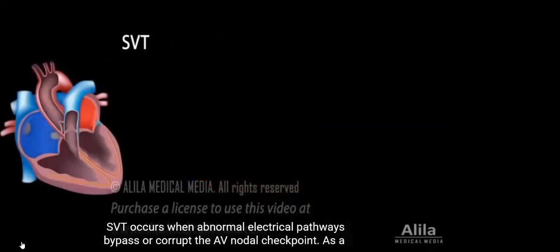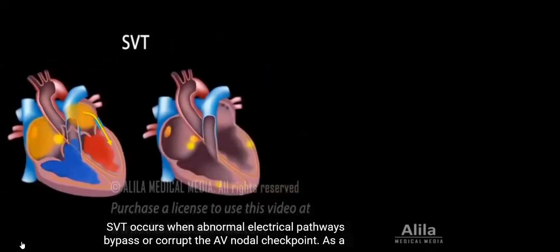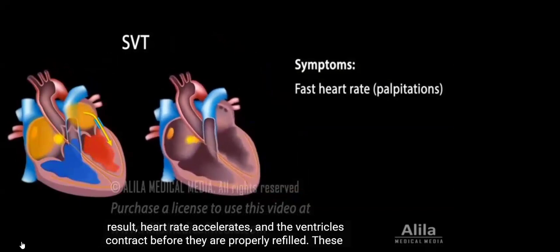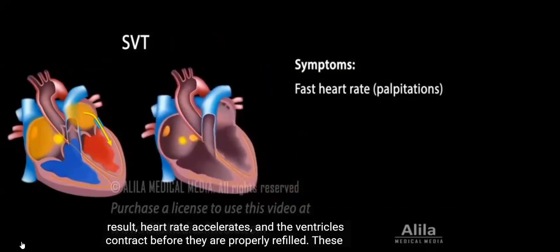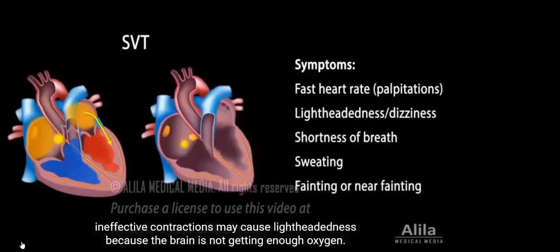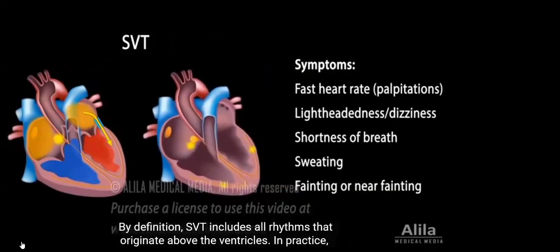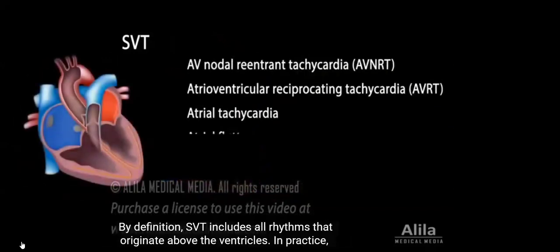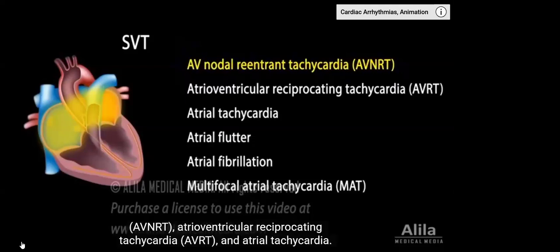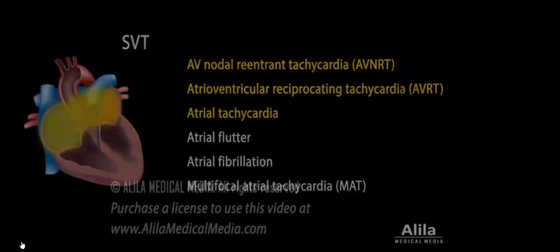SVT occurs when abnormal electrical pathways bypass or corrupt the AV nodal checkpoint. As a result, heart rate accelerates and the ventricles contract before they are properly refilled. These ineffective contractions may cause lightheadedness because the brain is not getting enough oxygen. By definition, SVT includes all rhythms that originate above the ventricles. In practice, however, SVT refers only to AV nodal reentrant tachycardia, AVNRT, atrioventricular reciprocating tachycardia, AVRT, and atrial tachycardia.